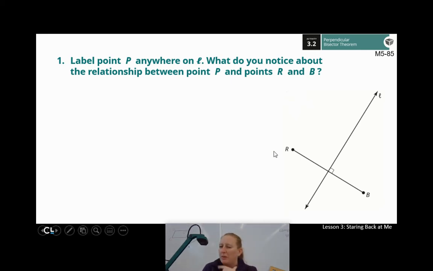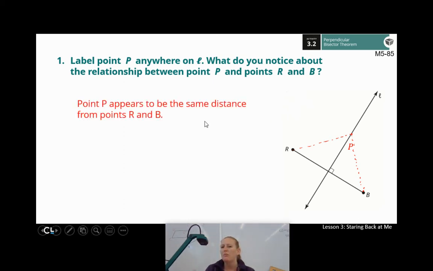Now, your point P might be in a different spot than mine. I went ahead and put it right here, and I'm like, cool, there's point P, yay. And I was looking at this and realizing that the distance from P to R looks pretty close to the same distance from P to B. This is not my best drawing ever. I apologize. But it looks like it's about the same distance. Point P appears to be the same distance from points R and B.